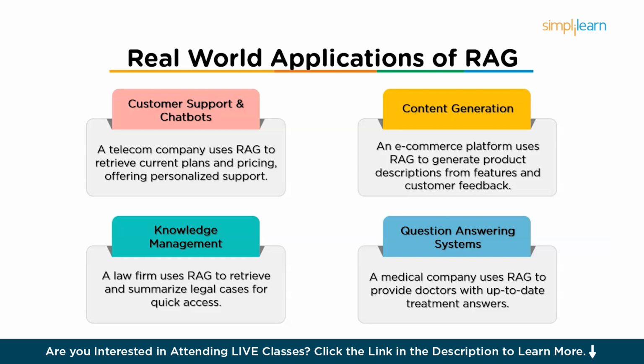Then it's used in knowledge management. RAG enhances internal document retrieval and automates report generation for businesses. So for example, a law firm uses RAG to retrieve and summarize legal cases for quick access to relevant information. It's also used in question answering systems. So RAG, as mentioned, improves search engines and customer-facing knowledge bases by generating direct answers to complex queries. So for example, a medical company uses RAG to generate up-to-date answers on treatments for doctors.